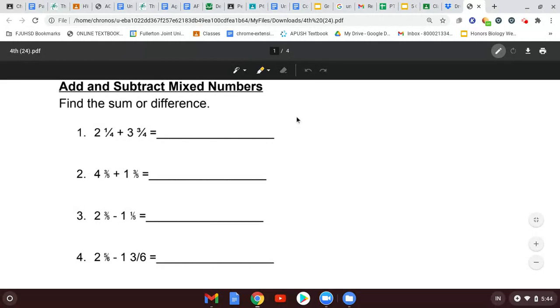Okay. So for example, 2 1/4. In order to make this into an improper fraction, we would first multiply 2 with 4. Then we add the product, or the answer, to 2 times 4 plus 1. Since 2 times 4 is 8, plus 1 is 9, so it's 9/4.